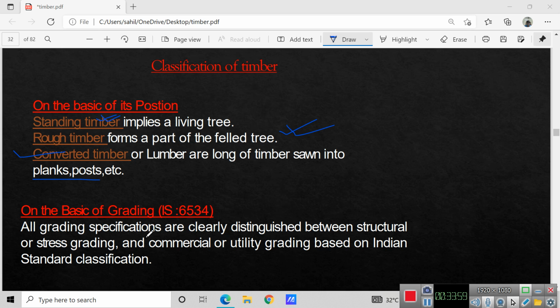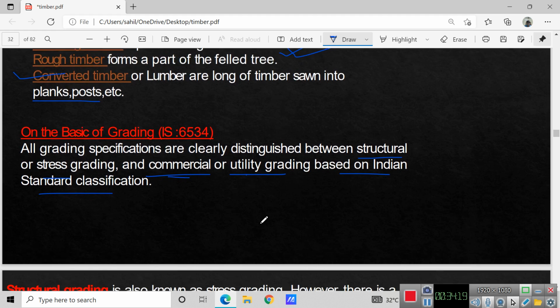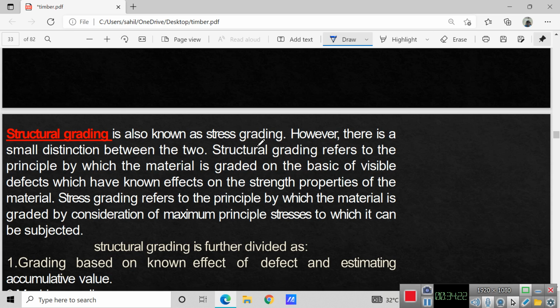Now on the basis of grading, all grading specifications are clearly distinguished between structural or stress grading and commercial or utility grading, based on the Indian Standard classification. So gradings are basically specified as structural or stress grading and commercial or utility grading as per Indian standards. Structural grading is also known as stress grading. However, there is a small distinction between the two. Structural grading refers to the principle by which the material is graded on the basis of visible defects which have known effects on the strength properties of the material.